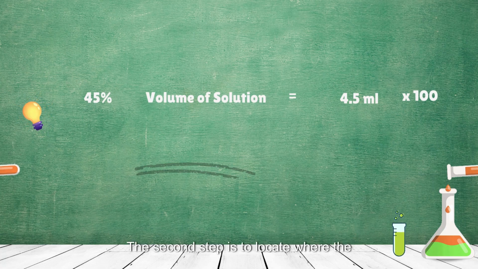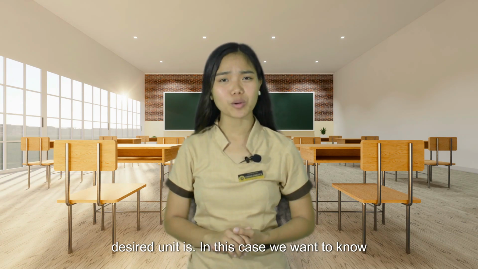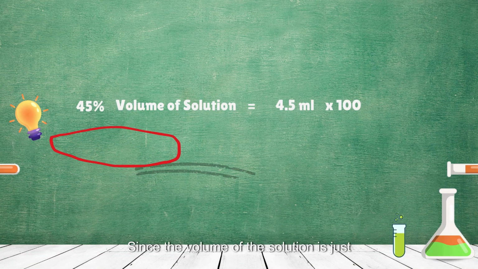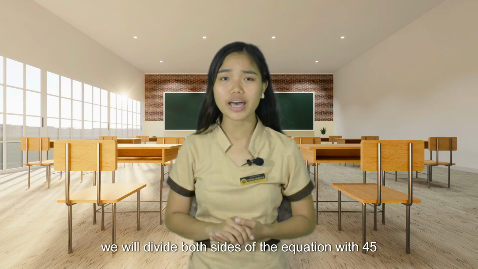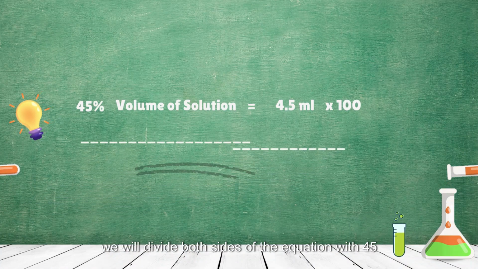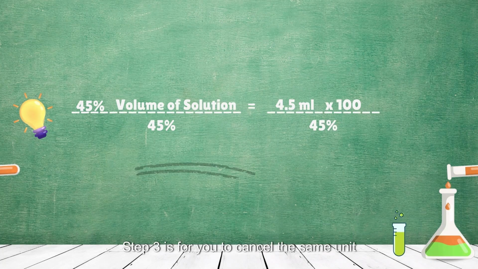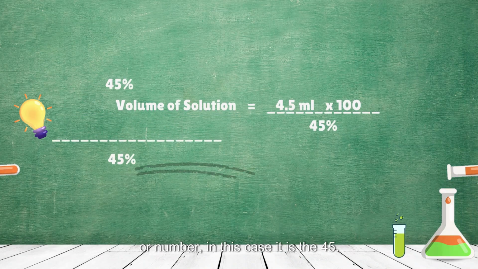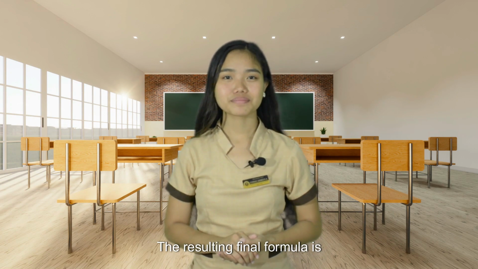The second step is to locate where the desired unit is. In this case, we want to know the volume of the solution. Since the volume of the solution is just beside the 45%, we will divide both sides of the equation by 45. Step 3 is for you to cancel the same unit or number. In this case, it is the 45. The resulting final formula is shown here.